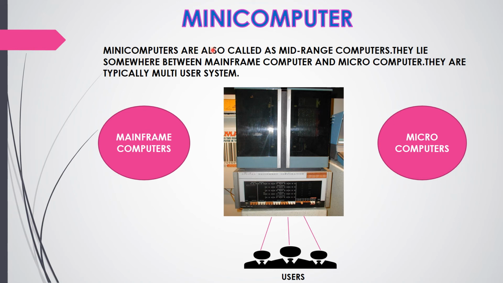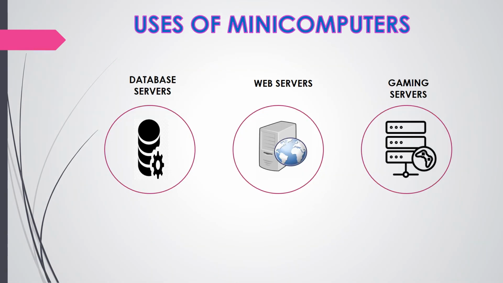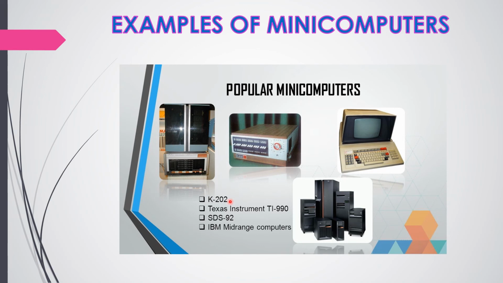Mini computers are also called mid-range computers. They lie somewhere between mainframe computers and microcomputers. They are typically multi-user systems and have more memory and larger storage capacity than microcomputers. They are used as database servers, web servers, gaming servers. Some examples of mini computers are K202, Texas Instrument TI-990, SDS-92, IBM mid-range computers.